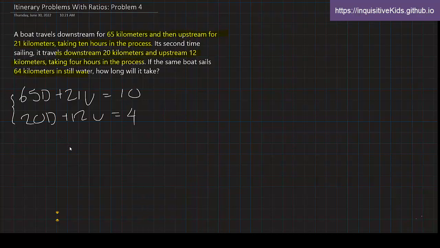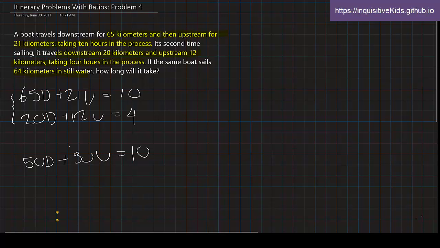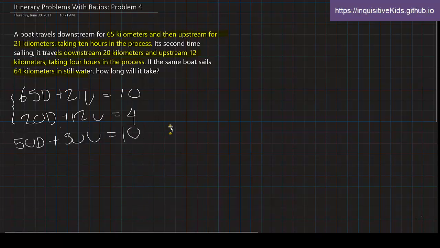Why don't we multiply the bottom equation by 2.5 on both sides? So on the right side, we'll get 10. And on our left side, we will get 50d plus 30u. So if we compare this with the first equation, we'll name these equations 1, 2, and 3. Let's compare them.